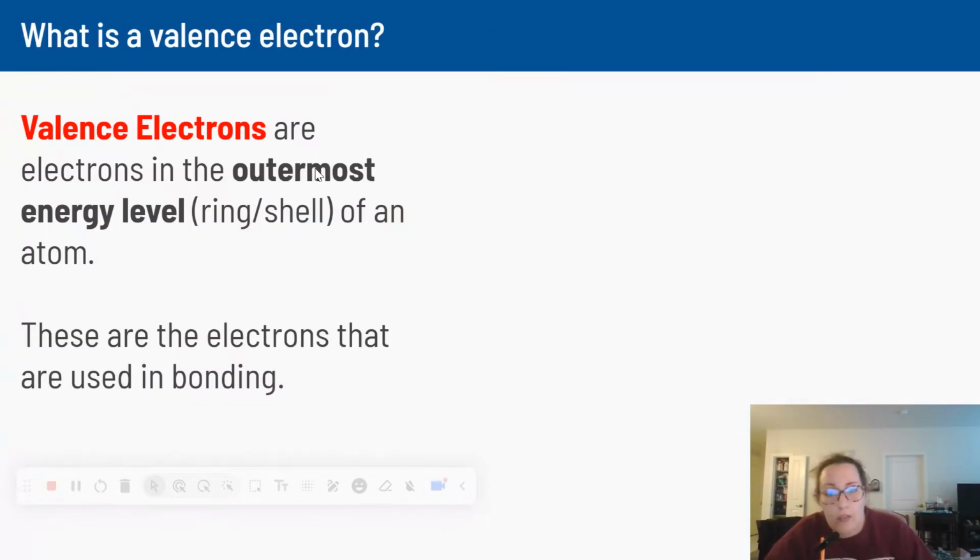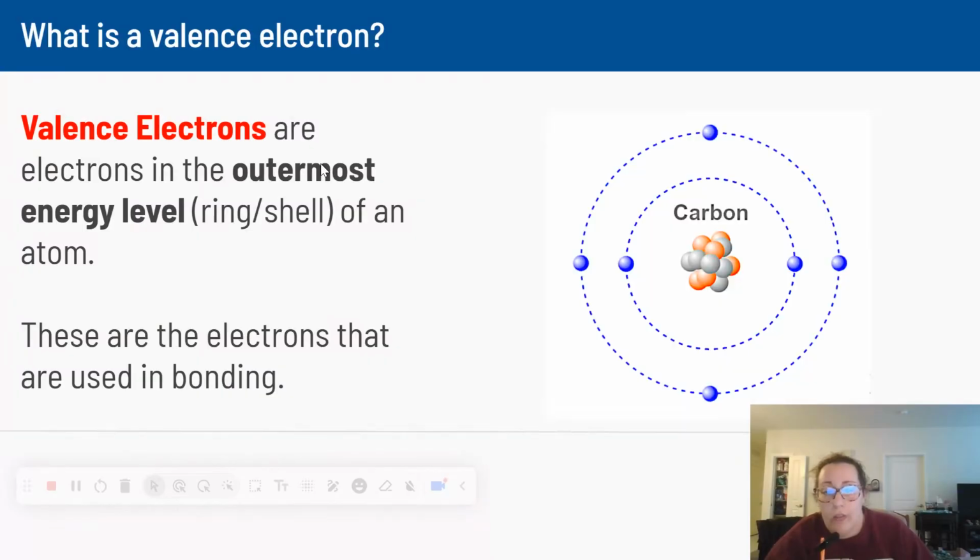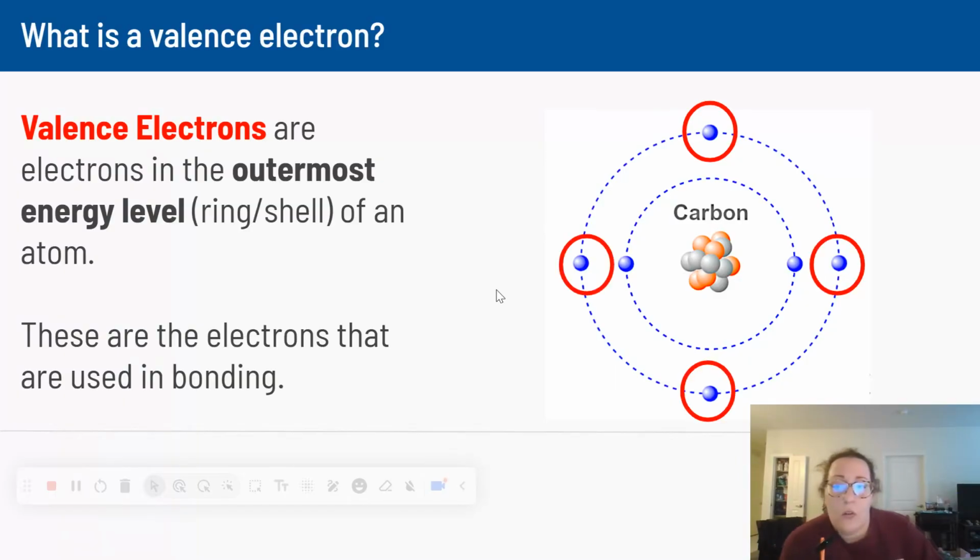What is a valence electron? So valence electrons are electrons in the outermost energy level of an atom. So here we have a picture of a carbon atom that has 2 energy levels or rings around the nucleus. The second one is the outermost energy level. It's the one that's closest to the outside, and it has 4 electrons. So carbon has 4 valence electrons.